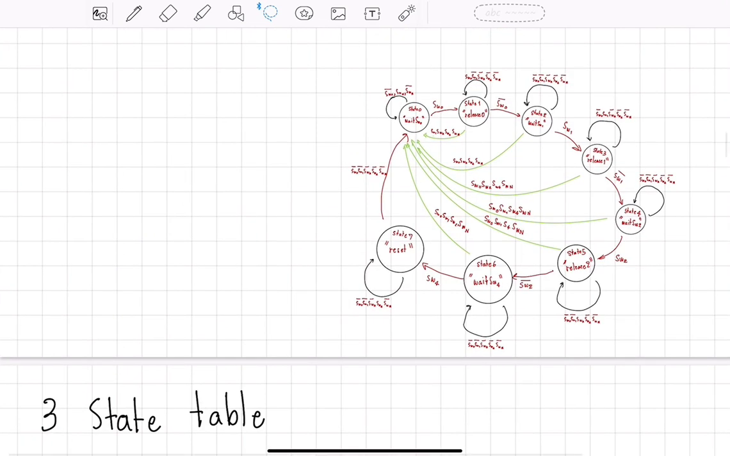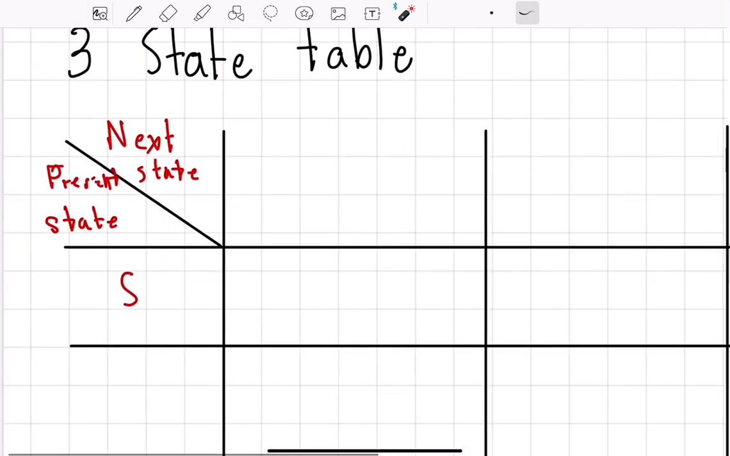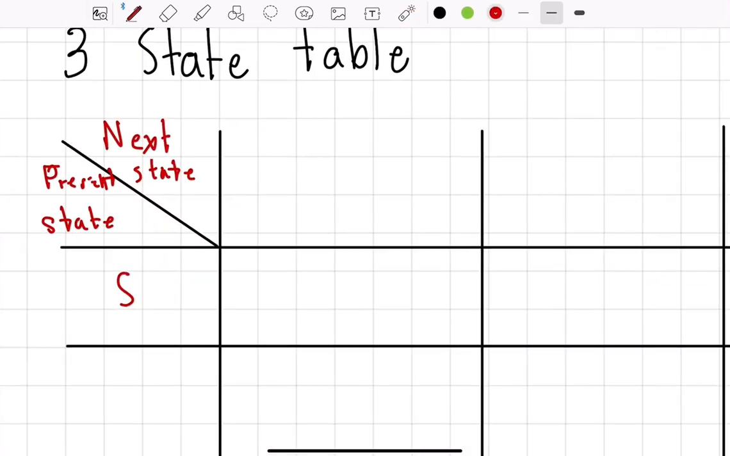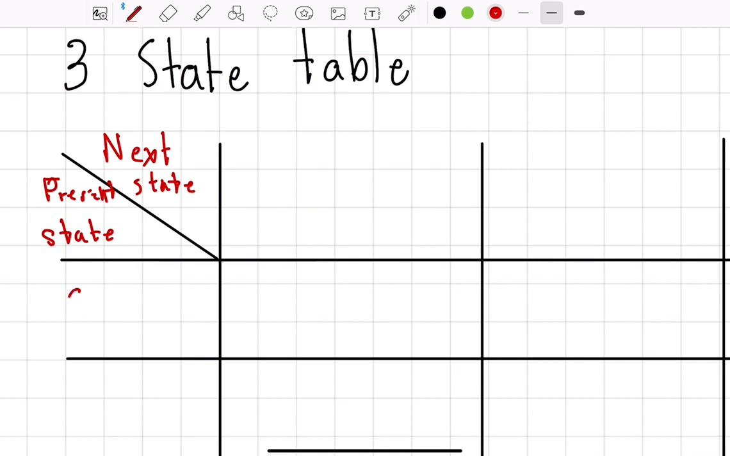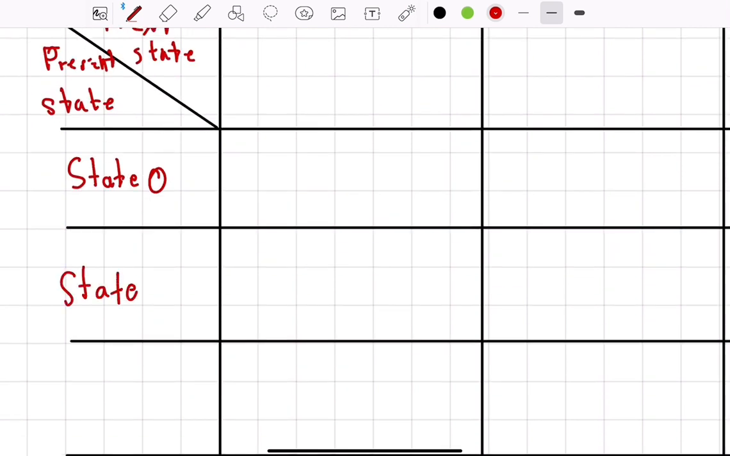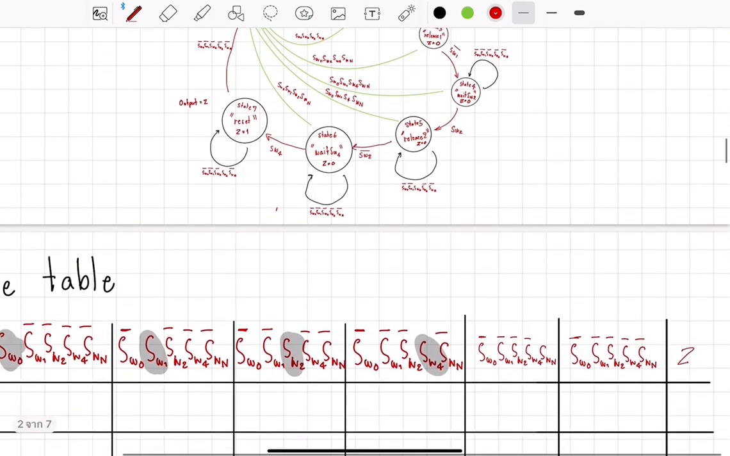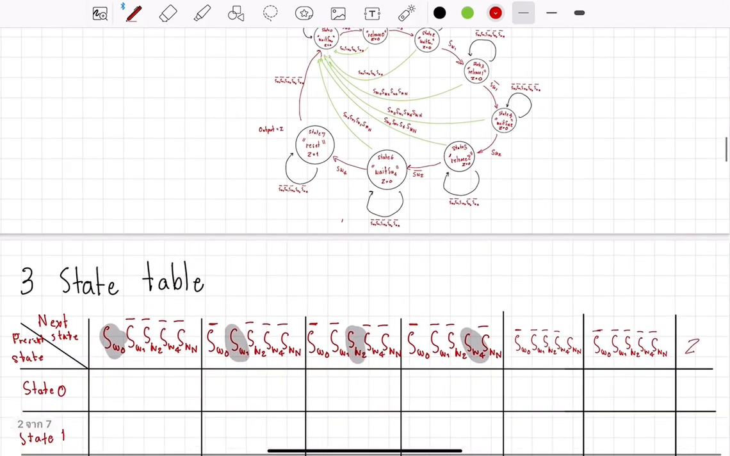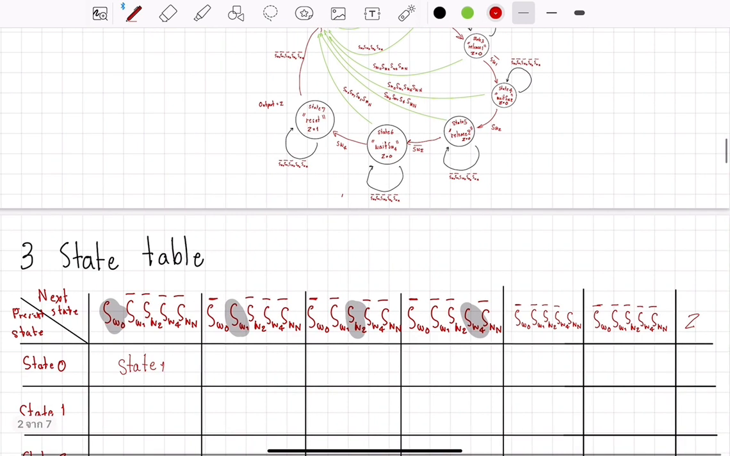Okay, we have a table with six columns: X, state, next state. Oh, sorry, I forgot state 3. And state 0, state 1. When I put in state 0, it goes to state 1. State 1. Okay.